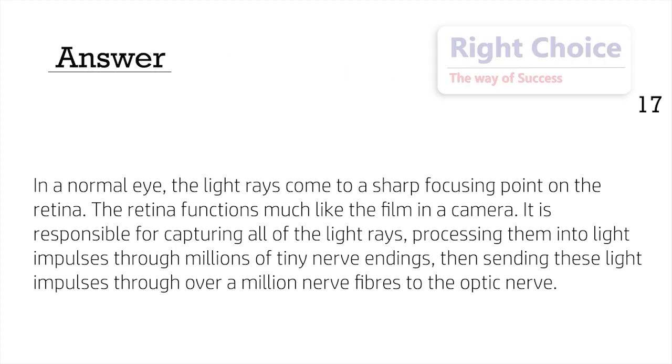In a normal eye, the light rays come to a sharp focusing point on the retina. The retina functions much like the film in a camera. It is responsible for capturing all of the light rays, processing them into light impulses through millions of tiny nerve endings, then sending these light impulses through over 1 million nerve fibers to the optic nerve.